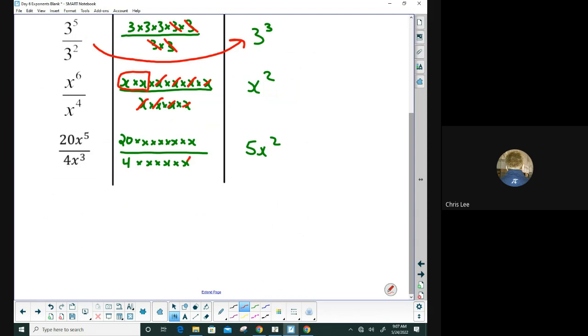The x's will cancel. 1, 2, 3 of those. I'm left with just, oops, I canceled the wrong thing. Oh, I didn't have enough x's up top. So that'll cancel that, that'll cancel that, that'll cancel that. There we go.